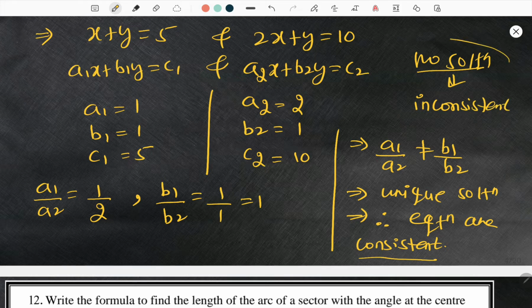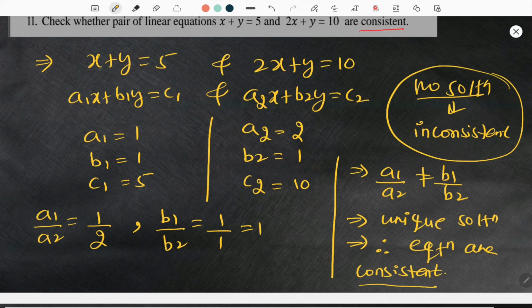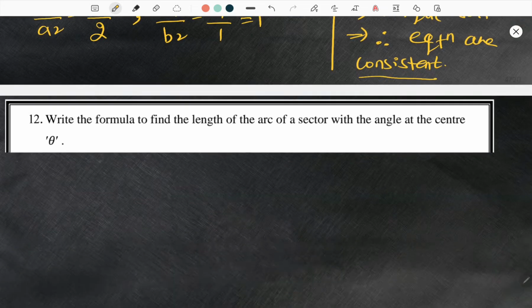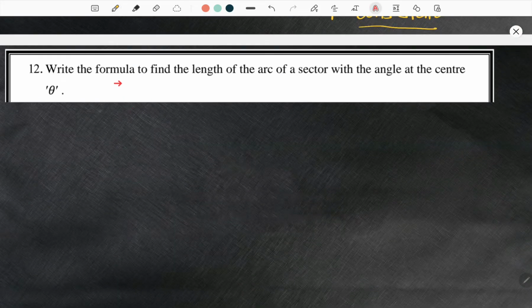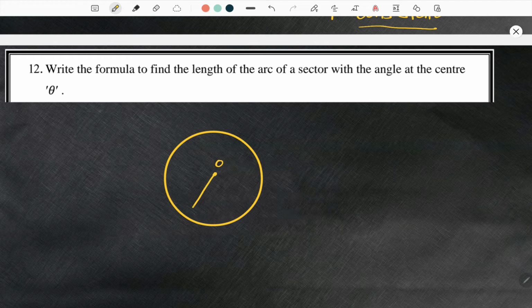Alright, I hope this is known to everyone. Alright, fine then. Moving forward to the 12th question. Write the formula to find the length of the arc of a sector with angle at the center theta. Alright, there is a circle here, and here is the center O and here is the sector. And we have angle theta.